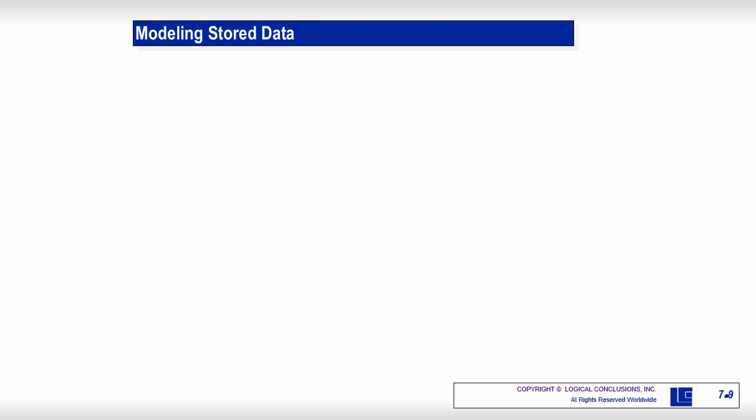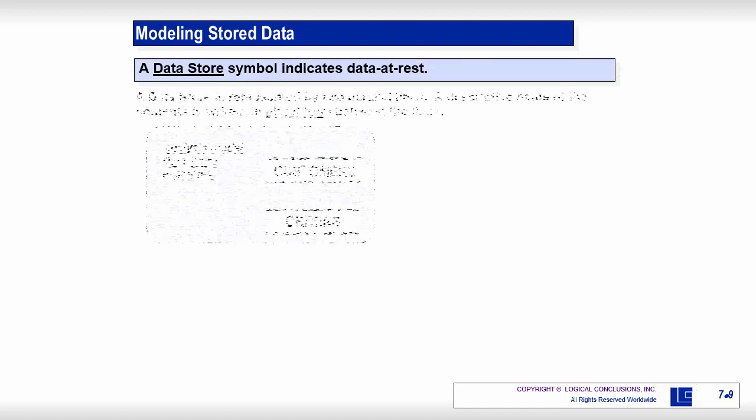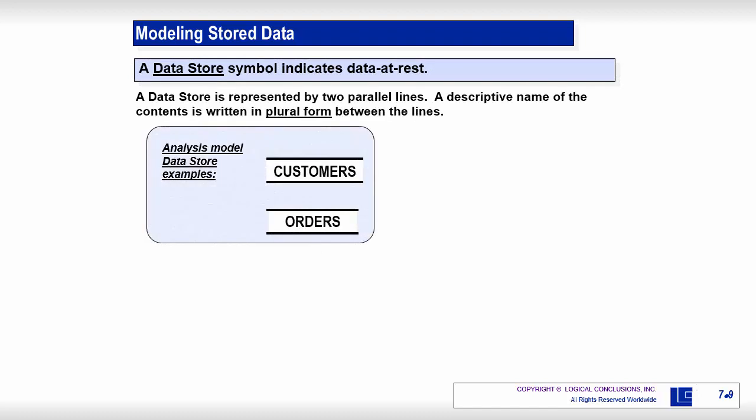Even though we're mostly interested in data flowing on a data flow diagram, we also want to acknowledge data at rest, stored data. The data store symbol indicates data at rest. A data store is represented by 2 parallel lines. The descriptive name of the content is written in plural form between the lines. Remember, data flow names are shown in singular form, data store names are in plural form.